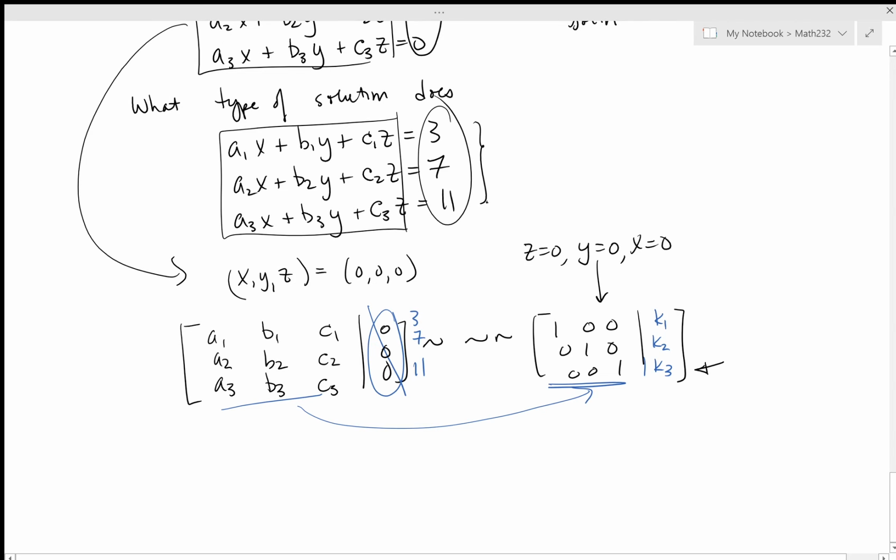Can I have infinitely many solutions? No, I cannot. I have a leading variable in each row, so there are no free variables. Also, I cannot have a situation where I have a 0 here and some number here, because I know there has to be a 1 here. So now I'm in the situation where I've got a unique solution. The only possibility here is a unique solution.